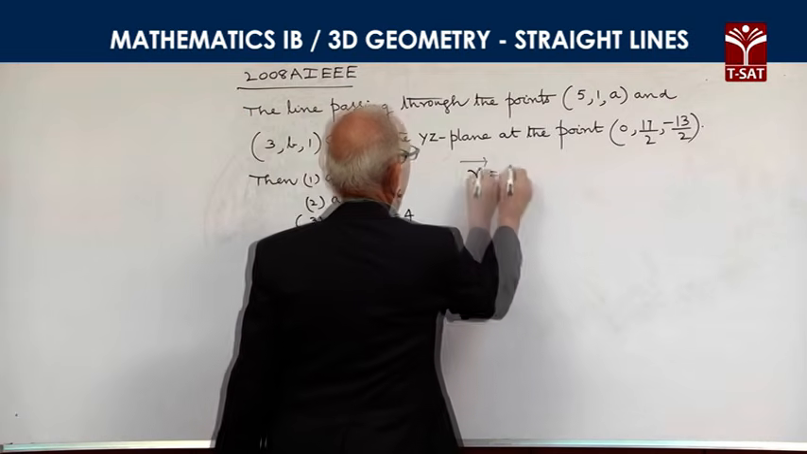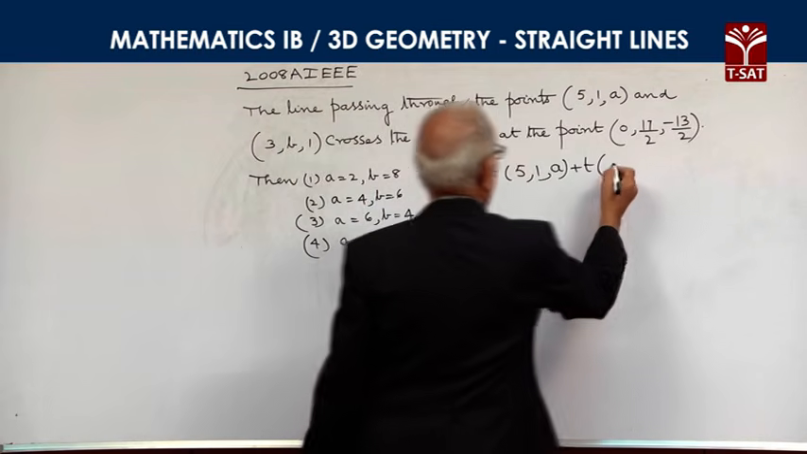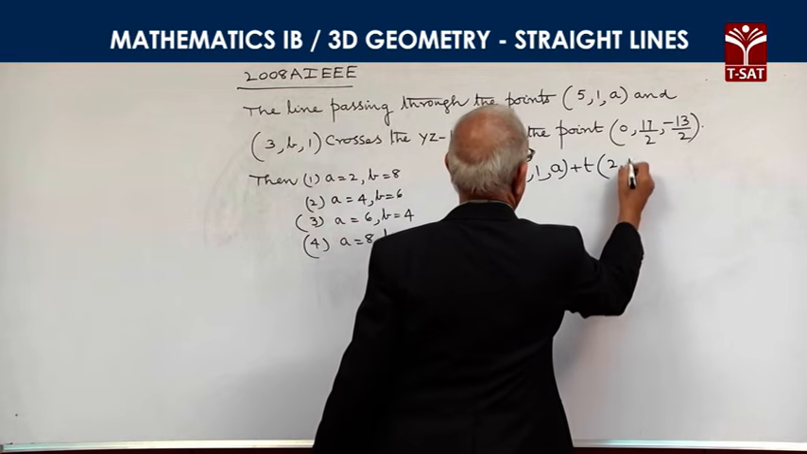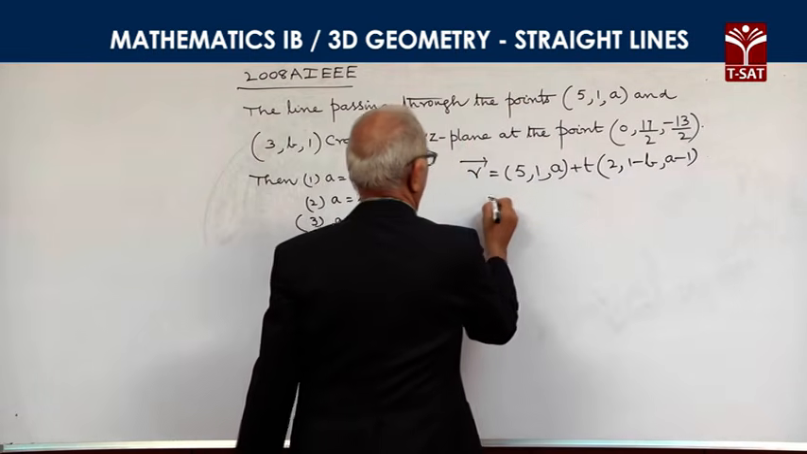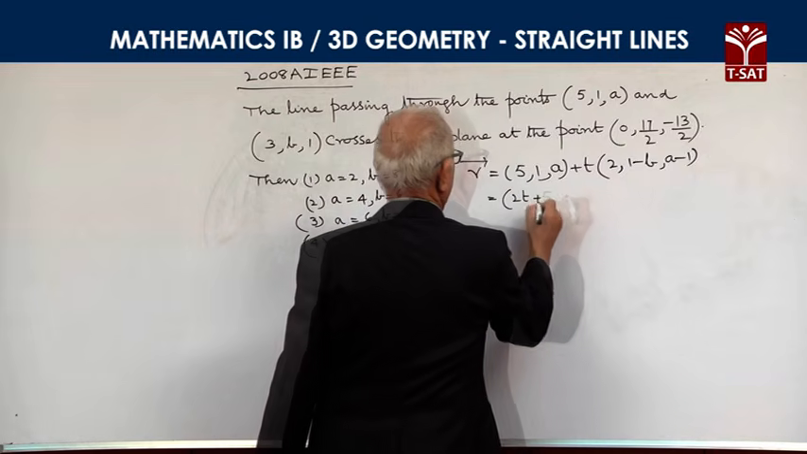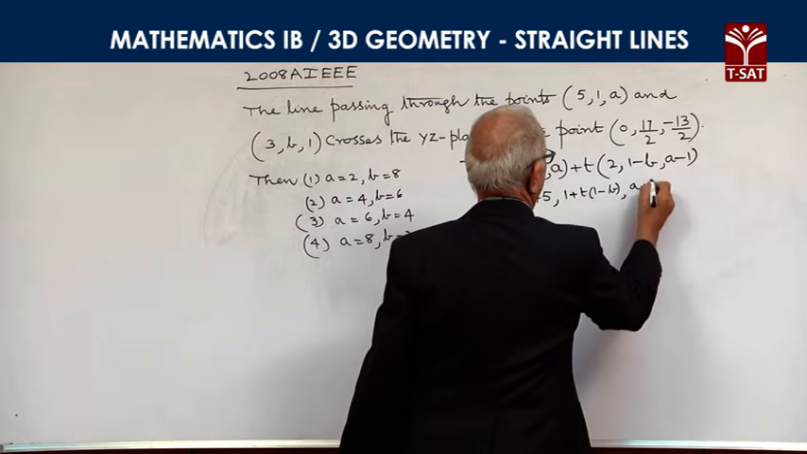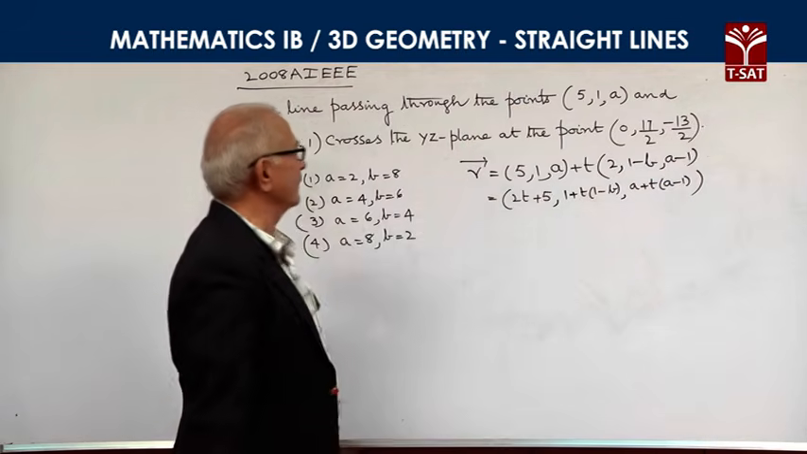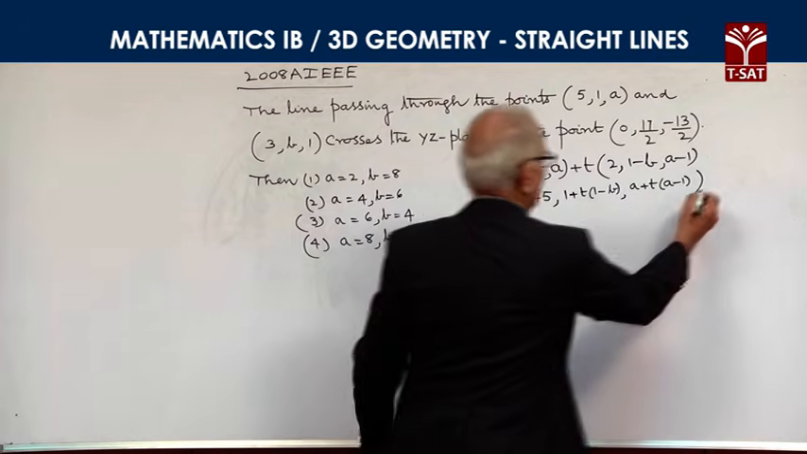r bar equal to 5, 1, a plus t times b bar minus a bar, or a bar minus b bar, that is 2, 1 minus b, a minus 1. Which is 2t plus 5, 1 plus t into 1 minus b, a plus t into a minus 1. So any point on the line joining these 2 points in parametric form is given by this, t belongs to R.